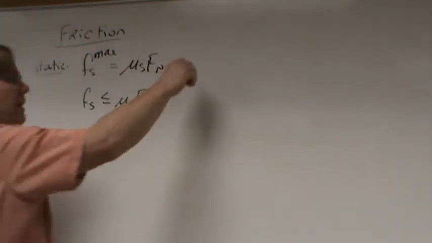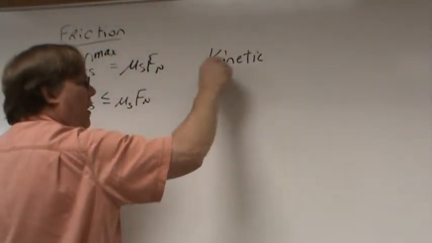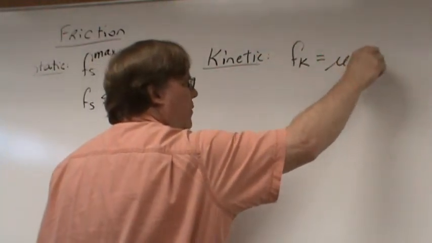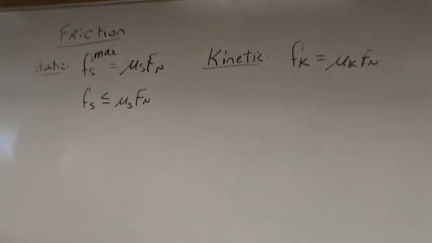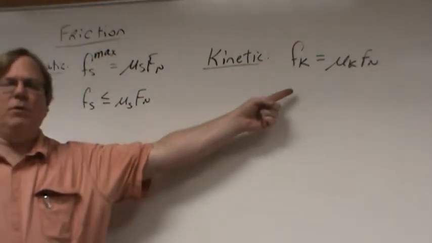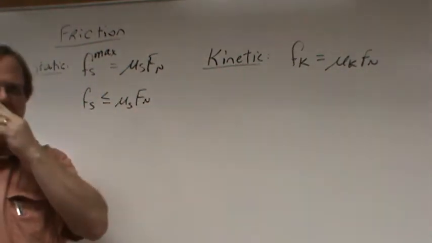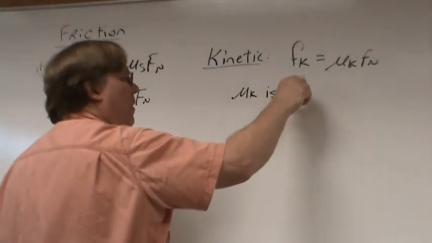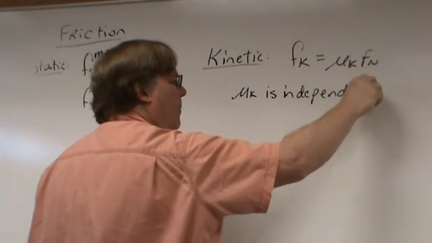Actually, the static friction force can be anything between 0 and that, depending on how much force is being imposed on the object. That's why quite often books will say your static friction force is less than or equal to mu sub s F sub N. But kinetic friction doesn't have that sort of complexity. With kinetic friction, you can just say your kinetic friction force equals mu sub k F sub N. And mu sub k is the same no matter what speed you're going. Mu sub k is independent of speed.